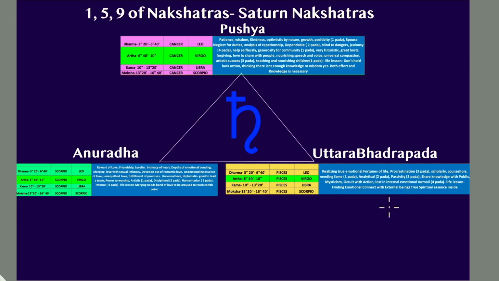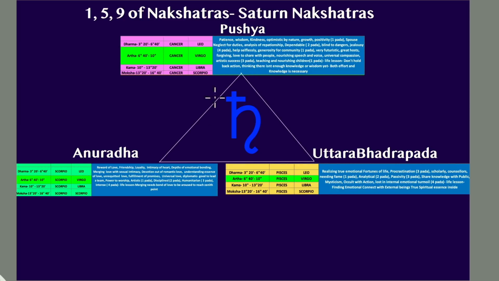Now, finding emotional connect with external brings true spiritual essence inside. Because this is in Pisces, want spiritual connect. But finding that emotional connect with others, Virgo, with your work is necessary in Uttara Bhadrapada for it to shine. Are you following this? I hope you're following this with me here.